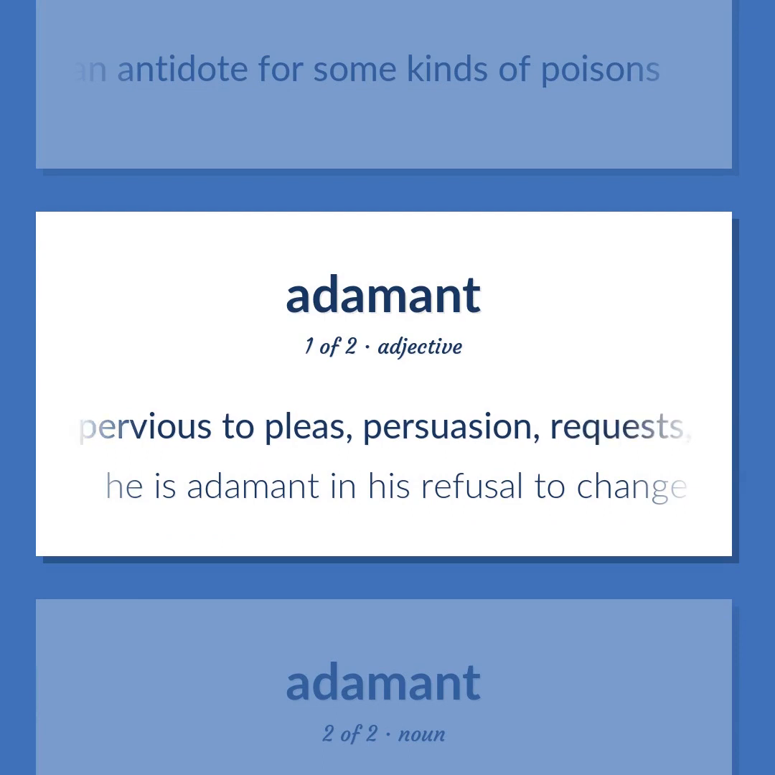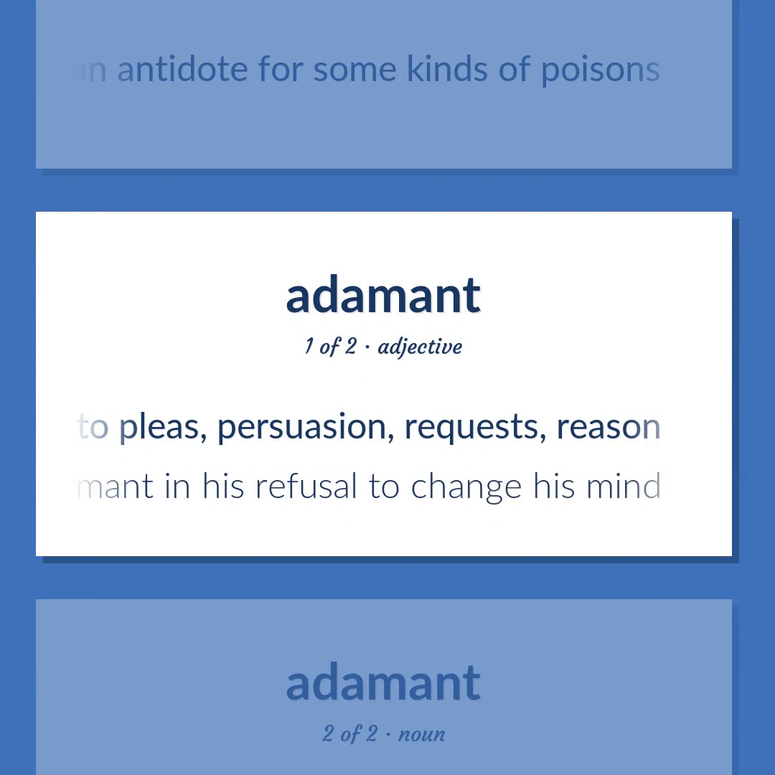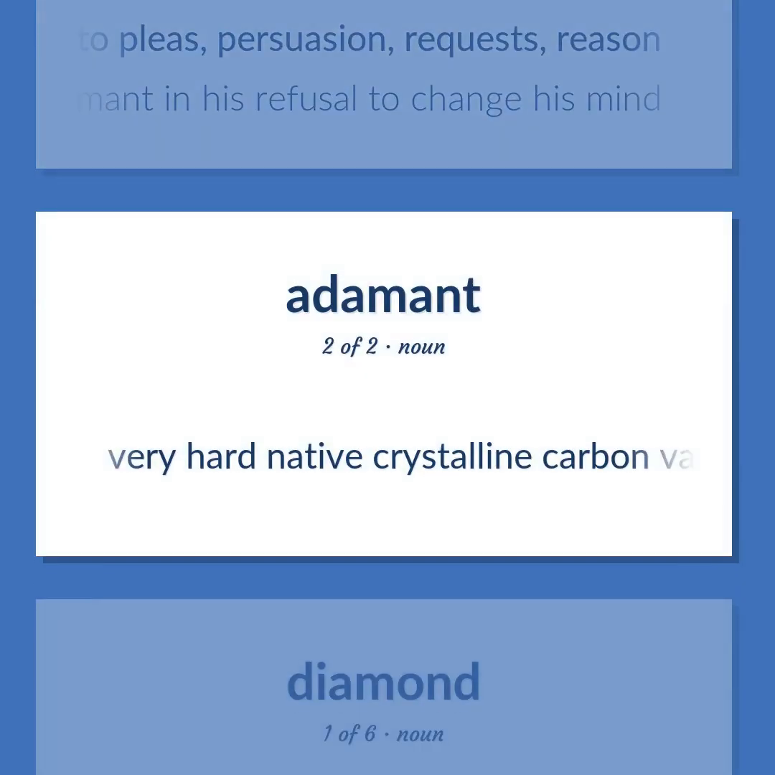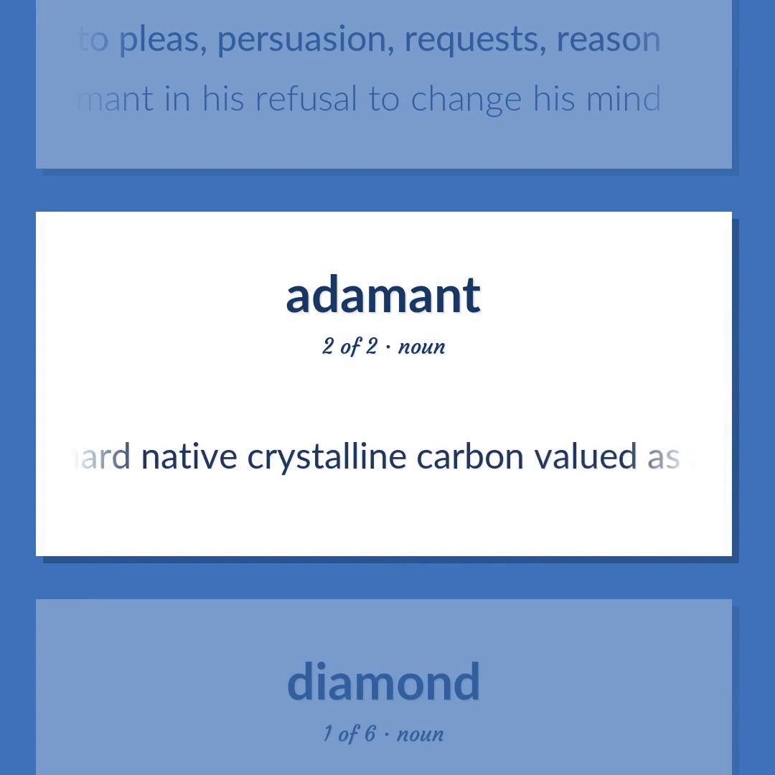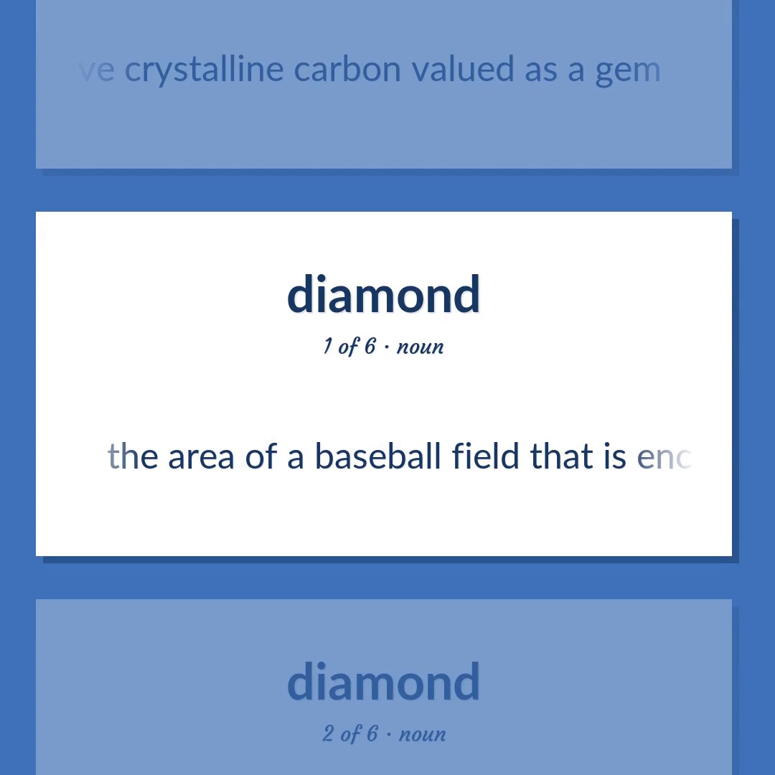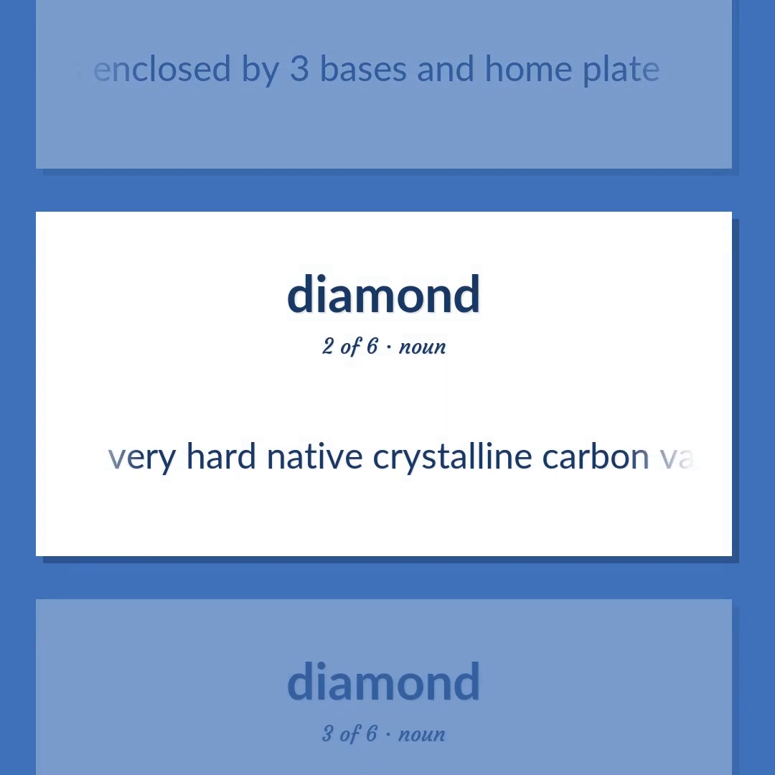Impervious to pleas, persuasion, requests, reason. He is adamant in his refusal to change his mind. Very hard native crystalline carbon valued as a gem. The area of a baseball field that is enclosed by 3 bases and home plate. Very hard native crystalline carbon valued as a gem.